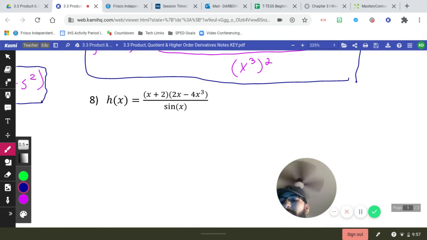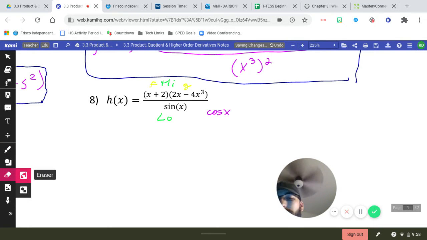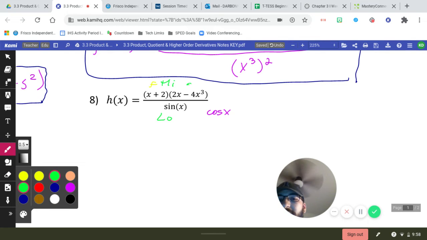So 8, we have our low function sine of x. We have our high function x plus 2 times 2x minus 4x cubed. Okay, so the derivative of the low function sine of x is cosine of x. The derivative of the high function, well, now I have f and I have g. F and g.